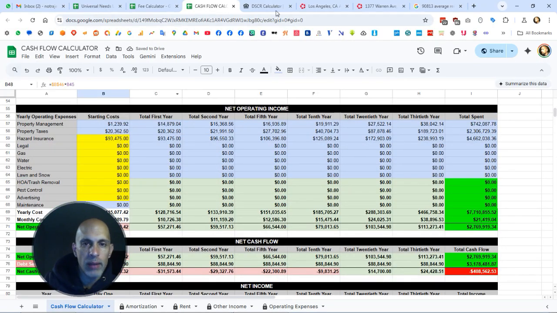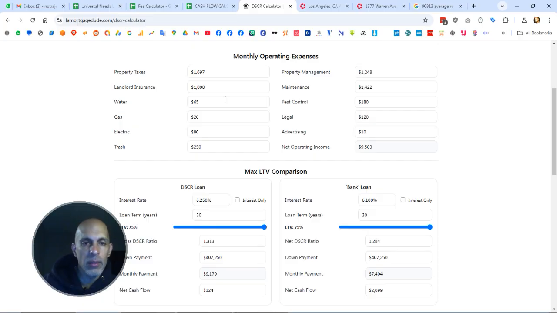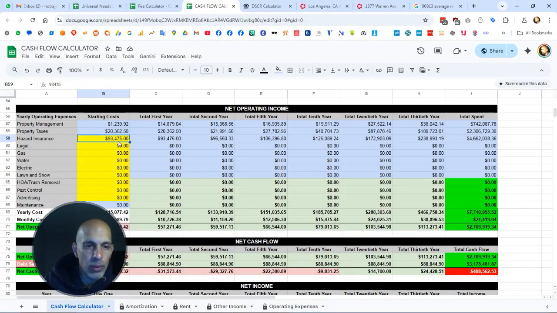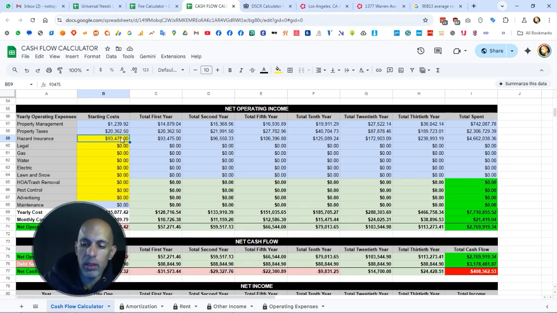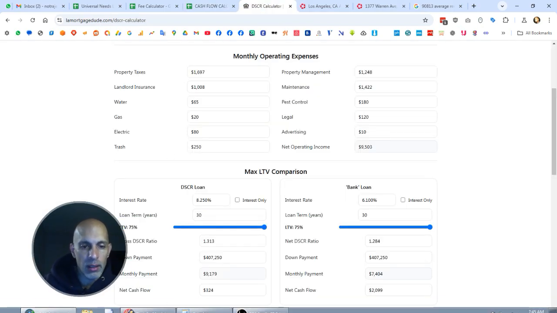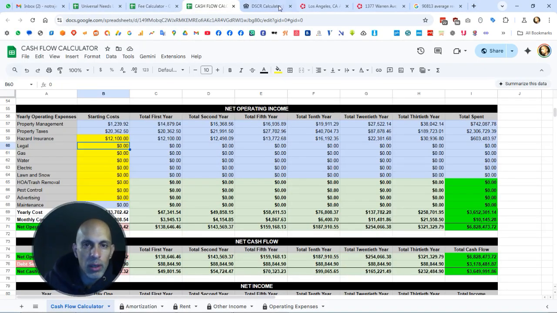And now hazard insurance. So we're going to punch in these numbers to add up here. Since this is an 11 unit building, I'm pricing it at 11 times 1,100 per unit per year. So that's 12,100. And that should give us 1,008 if we divide that by 12. Yep. So let's see what our legal fees are.